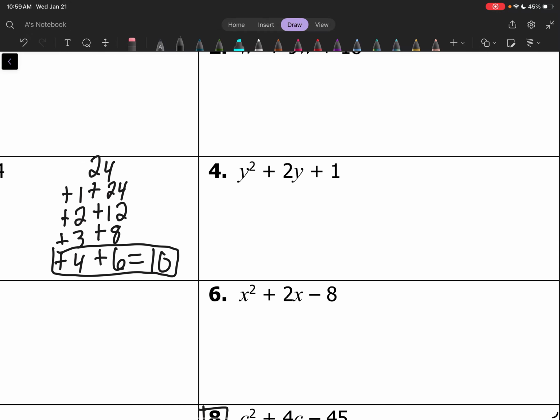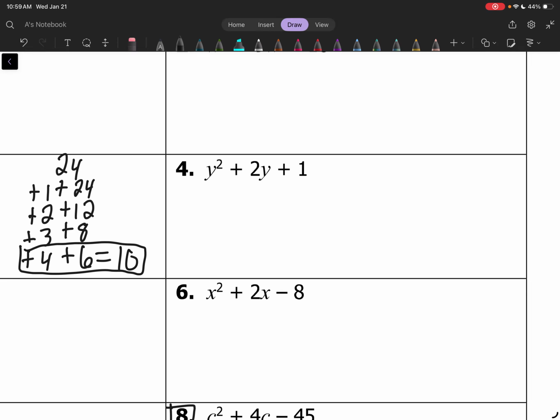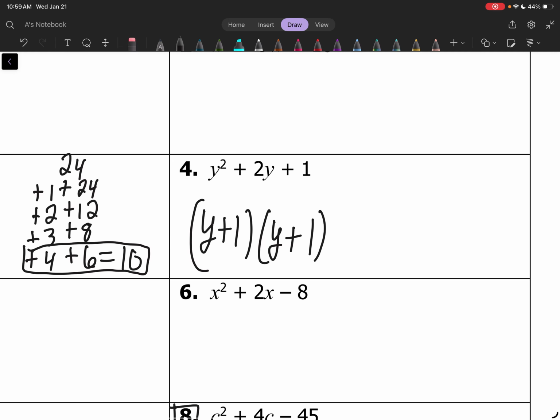Now, I said I would go back and show you the answers. I do want to do number 4 real quickly. When you do this, the factors of 1 are 1 and 1. They add to 2. So you're going to have y plus 1 times y plus 1. This could be simplified further because these are the same thing, and I'm multiplying. Therefore, this is equal to parentheses y plus 1 squared.